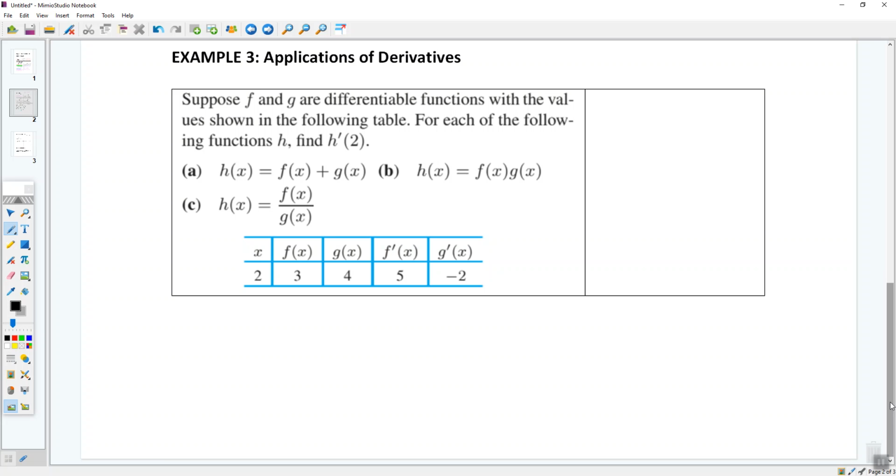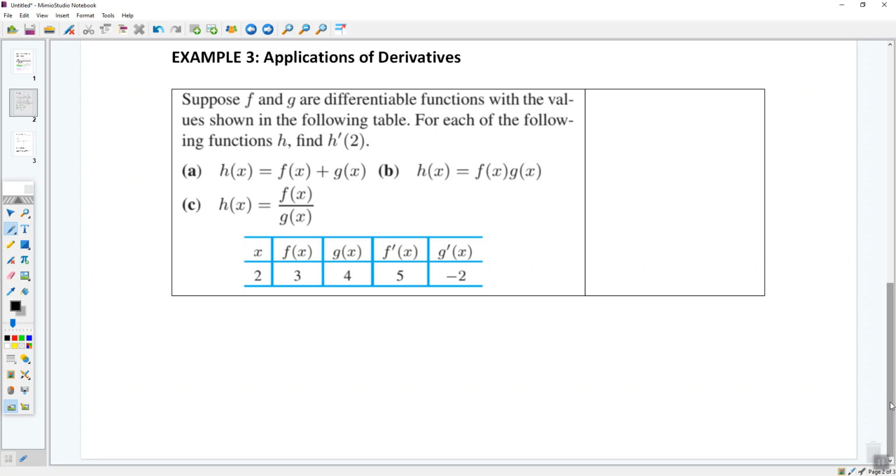Okay, I like this problem a lot, guys. It says, suppose f and g are differentiable functions with values shown in the following table. For each of the following functions h, find h prime. So h of x is equal to f of x plus g of x, right? Down here they give you a table. They say that when x is 2, which is important because we're looking for h prime of 2, what's f of 2? What's g of 2? What's f prime of 2? And what's g prime of 2?